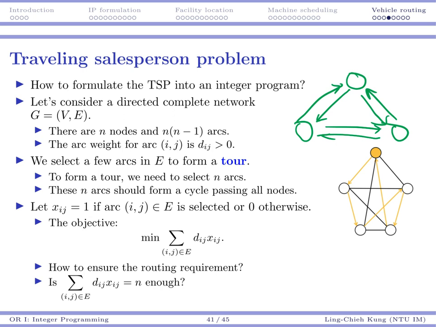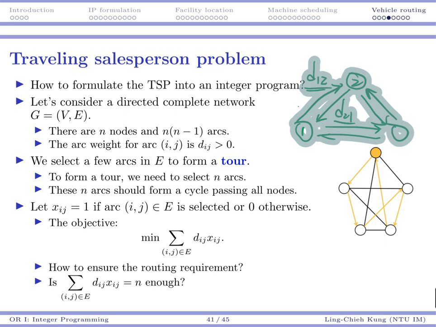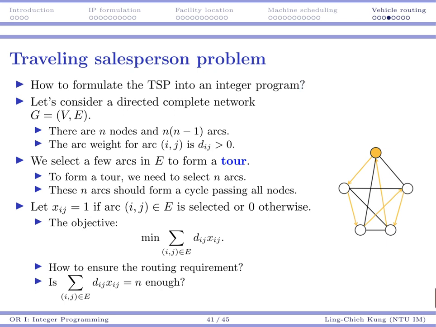Okay, and the arc weight for arc ij is dij. So this is somehow suggesting that from point 1 to point 2, you have d12. From 2 to 1, you have d21, and they may be different in general. Okay, so we now want to select a few arcs and form a tour. So a tour is a complete visit coming back to your office.